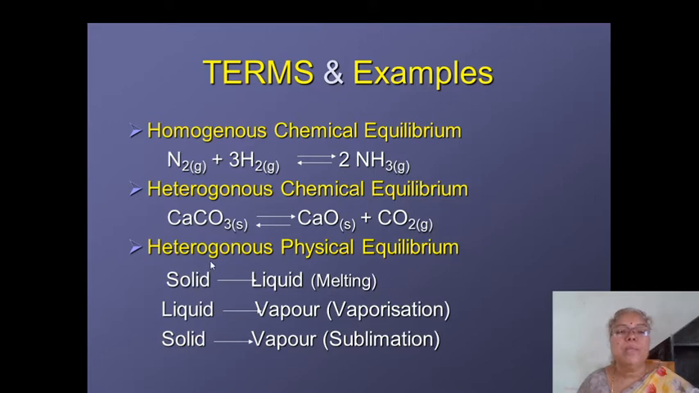All of you know this heterogeneous physical equilibria, that means in two phases there exists an equilibrium. All of you know, at the melting point of a solid, that solid will get converted into liquid. That means there is an equilibrium between a solid and a liquid, and such a process we call the melting of a solid.